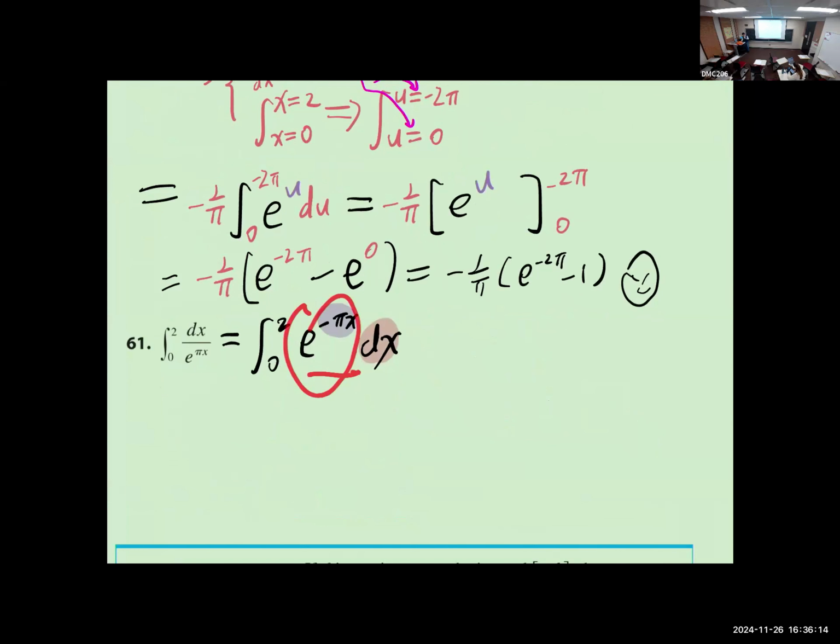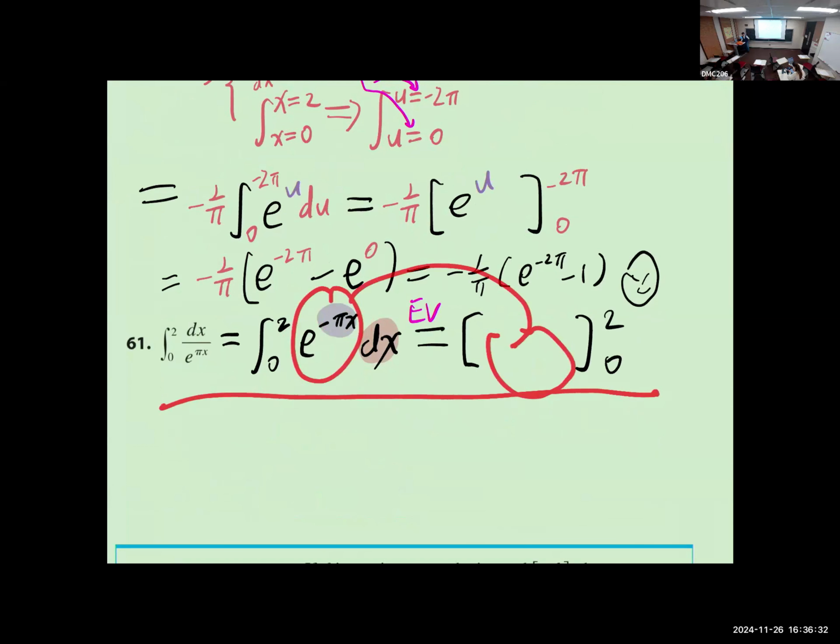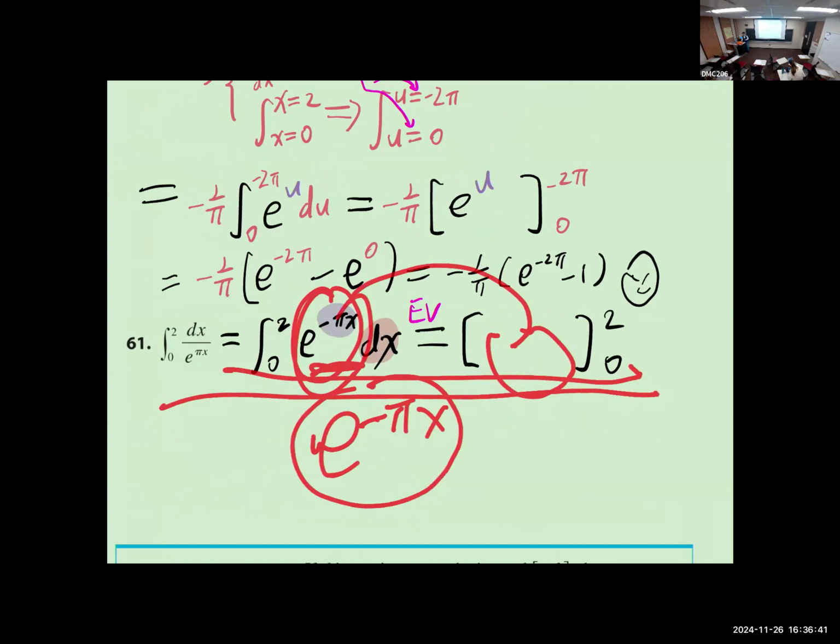Because it would be great if we had a formula that tells us the antiderivative of e to the negative pi x. If we had this formula, then we would be able to write it this way, 0 to 2, by the evaluation theorem, and then put the antiderivative here. We would get the final answer in one step. But unfortunately, there's no formula that tells us the antiderivative of e to the negative pi x. We know the antiderivative of e to the x, but we don't know the antiderivative of e to the negative pi x. So what should we do?